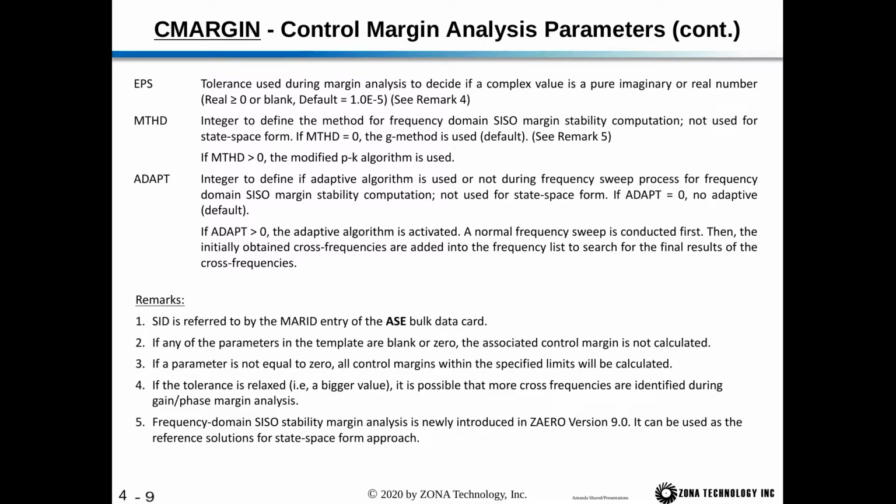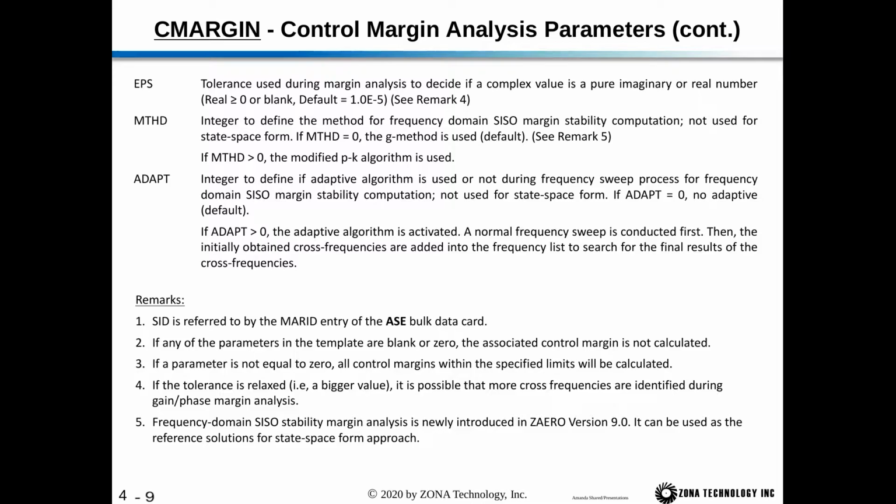Method is a flag field that's an integer to define the method for the frequency domain CISO margin stability computation, and it's not used for the state space form. If method equals 0, which is the default, then the G method is used. If method is greater than 0, then the modified PK algorithm is used. And then lastly, adapt is another flag field.